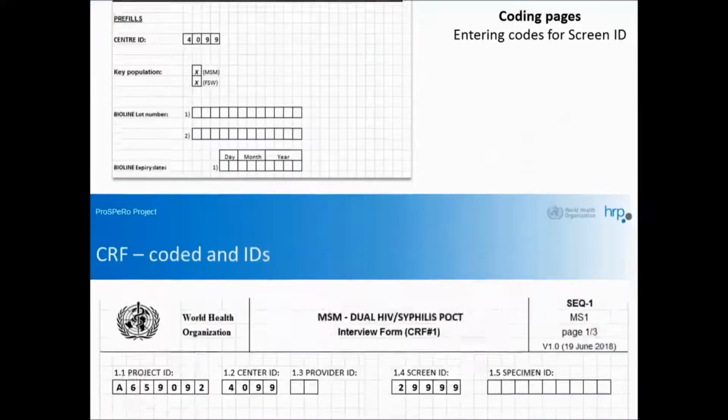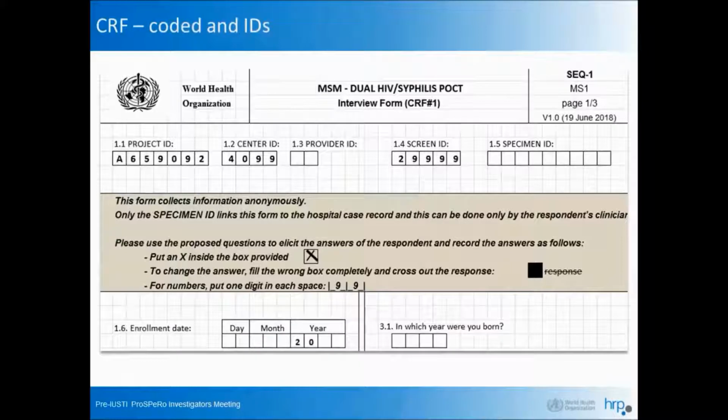In this slide, we can see the interview page of a CRF. As you can see, the title clearly indicates the protocol and the section of the CRF, in this case, the interview form. In the box at the top right of the page, you can immediately identify the sequence number of the CRF, the type of protocol, in this case MS1, and the page of the section that you are currently visualizing. In this case, 1 out of 3 pages for the interview.